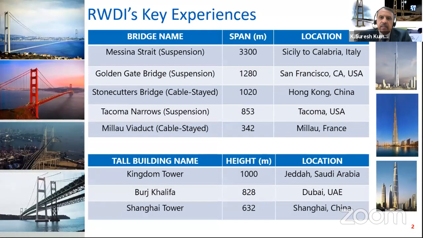Before I start more on the subject matter, some of our key experiences I'm showing here. You can see Messina Strait and Golden Gate Bridge and Stonecutters Bridge, Tacoma Narrows, Bellow Wire Deck. There are a number of bridges here we have done in the past four decades. And not just bridges, we are also doing a number of high-rises, which was mentioned earlier. The current tallest tower, Burj Khalifa, and the Kingdom Tower, which is under construction right now. This is just a brief about who we are, and if you want to know more about it, you can go to our website.